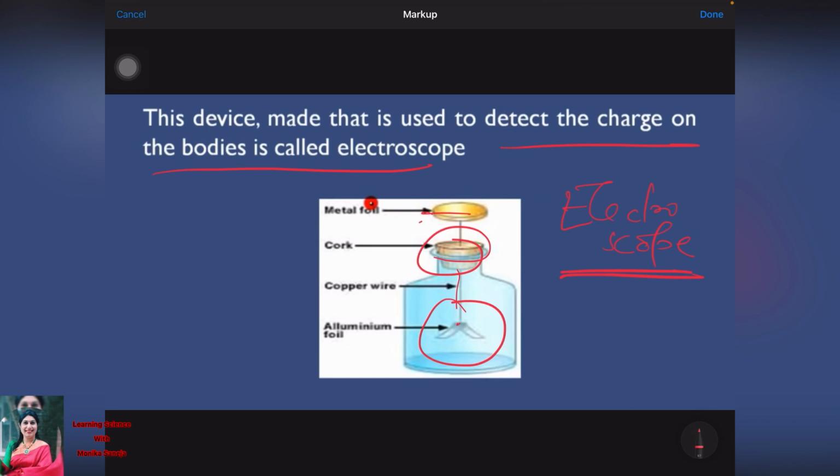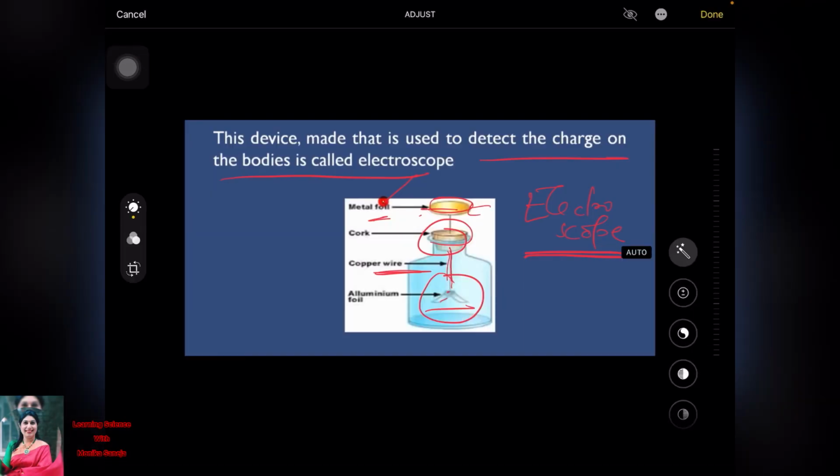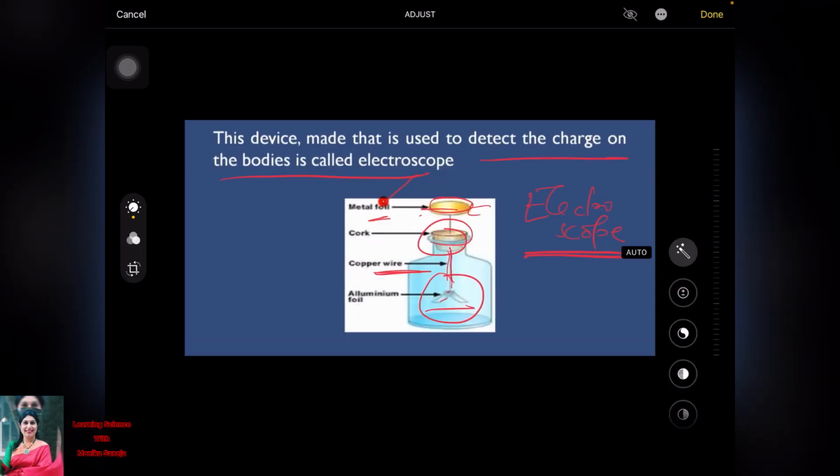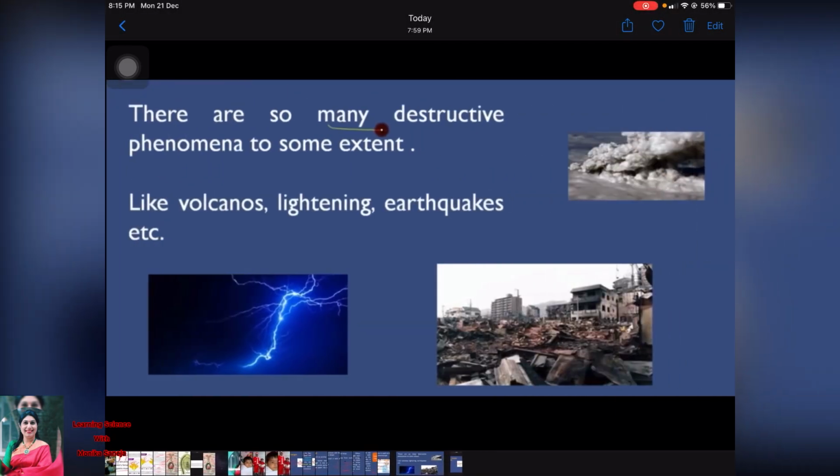In the same way as we have done earlier, if we touch any charged body to this metal part or metal knob, the charge will transfer to the strips of aluminum foil through this copper wire, and this is called the electroscope. This device is used to detect the charge on the body. It is called the electroscope, through which we can study the transfer of charge. So beta ji, by the electroscope we can detect the presence of charge on a body.